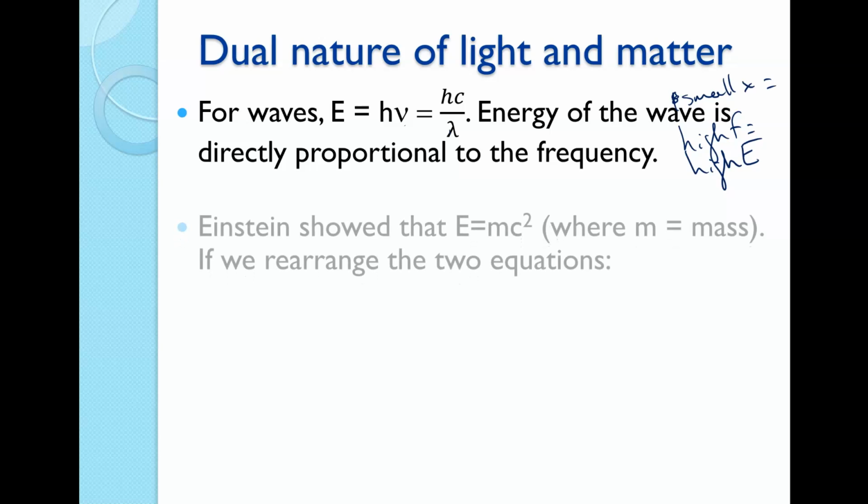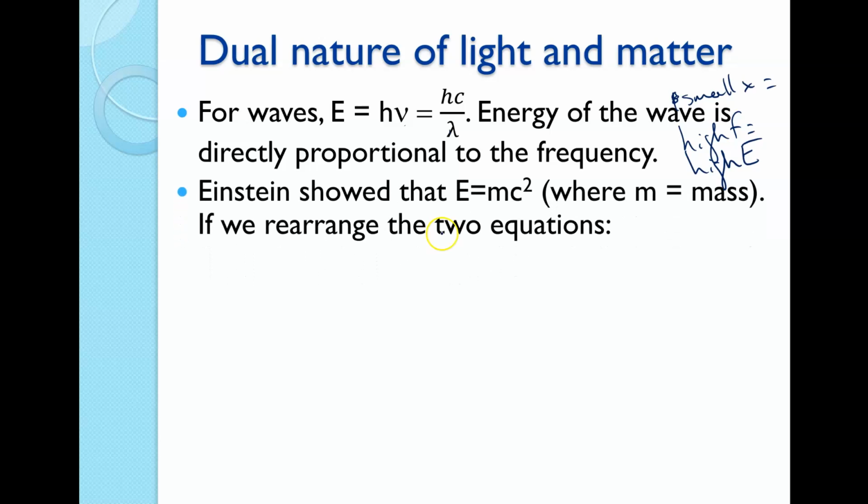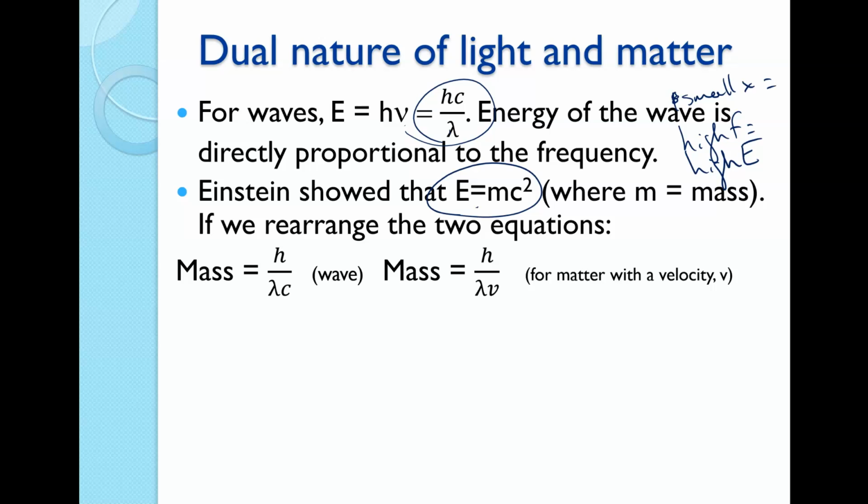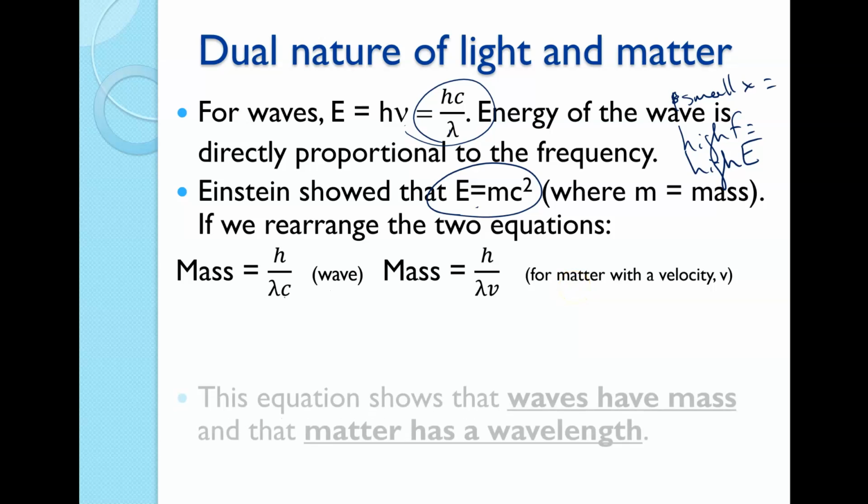Okay. Then Einstein came up with this equation. You've probably seen that before, where E equals mc squared. M stands for mass, c is the speed of light. If I rearrange this equation and this equation and set them equal to each other, mass equals h divided by lambda times c for a wave, or mass equals h over lambda times velocity for matter. And what this shows is called the de Broglie equation.